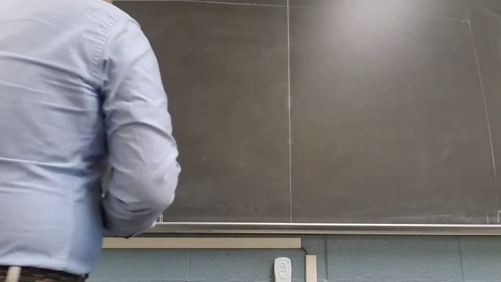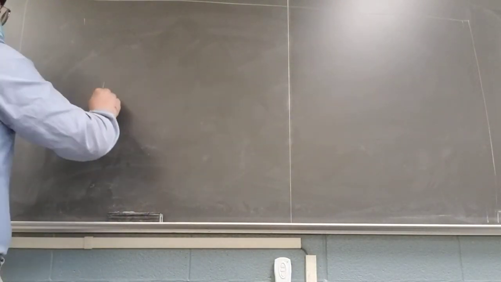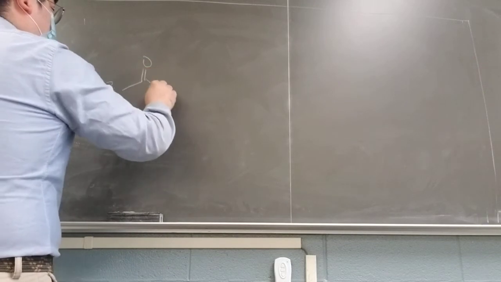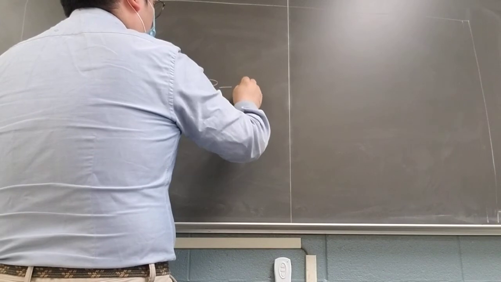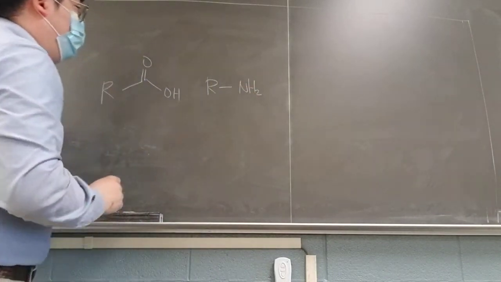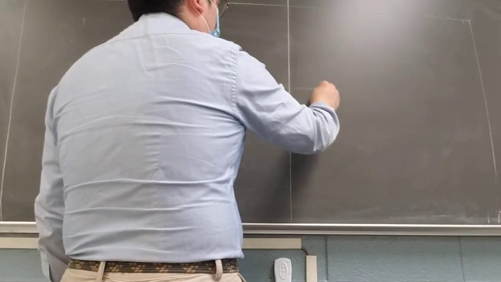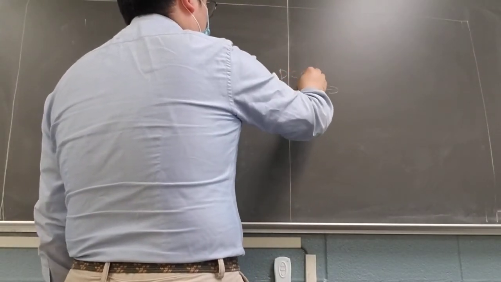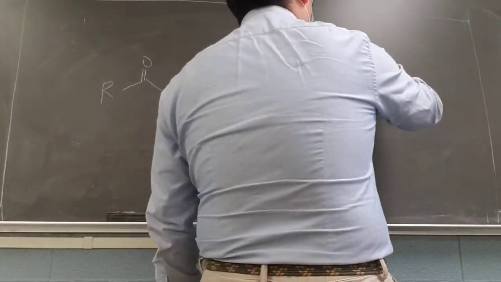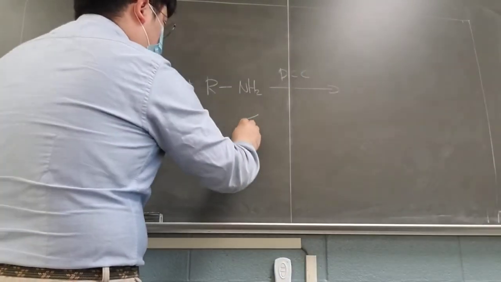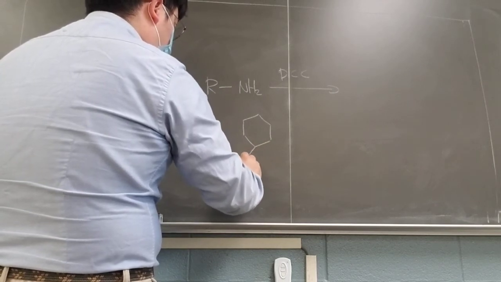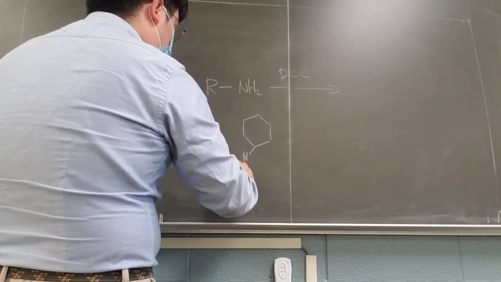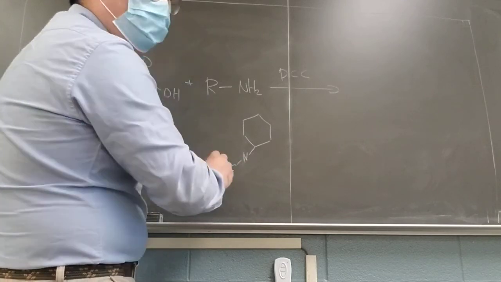All right, so the next one is if you have some carboxylic compound again, and you can treat it with some compound in the amine here. And in this case, we're gonna use DCC. So DCC looks like this. Nitrogen, carbon.